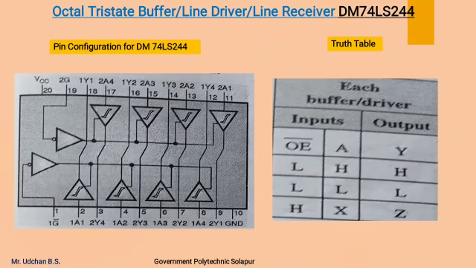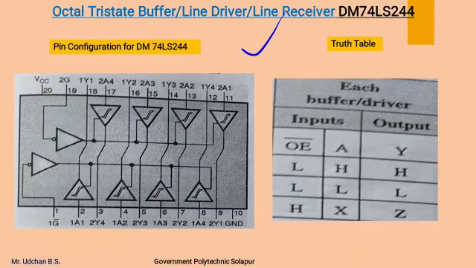The octal tristate buffer, line driver, line receiver IC. Next we are going to study this IC, in which buffers are used. These buffer line drivers are designed to improve the performance and PC board density of the tristate buffers. The IC is an octal tristate unidirectional buffer. It consists of 8 unidirectional buffers as shown in the pin configuration. The IC is a 20 pin IC.